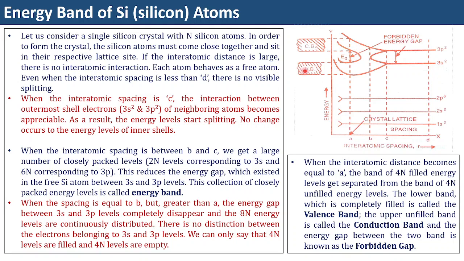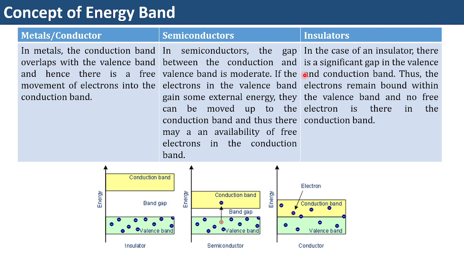So the filled levels are known as the valence band. The lower band, which is completely filled with electrons, is called the valence band. And the upper unfilled band is called the conduction band. The valence band and the conduction band are separated by a certain gap, which is called the forbidden gap or the forbidden band. In the forbidden gap, no electron can occupy a region. It can either be in the valence band or in the conduction band. Alright, so this is how the band forms in silicon atoms.